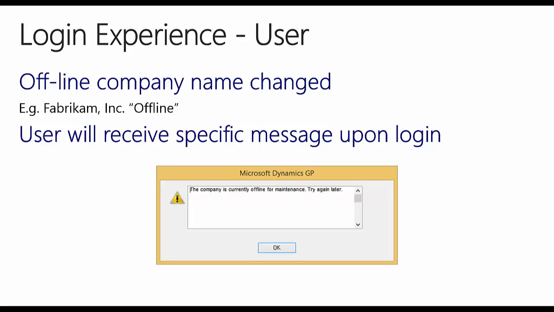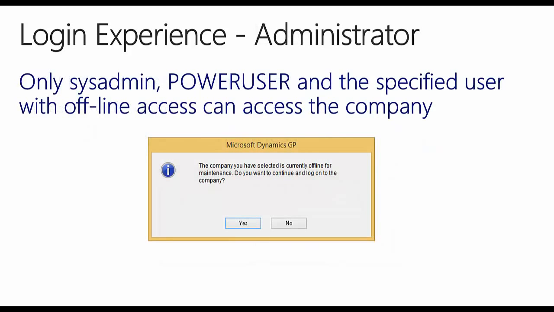or if the user is set up to automatically log into this company that's offline, they'll see a notification that the company is offline. The company is currently offline for maintenance. Try again later. Now let's take a look at the login experience for an administrative user.